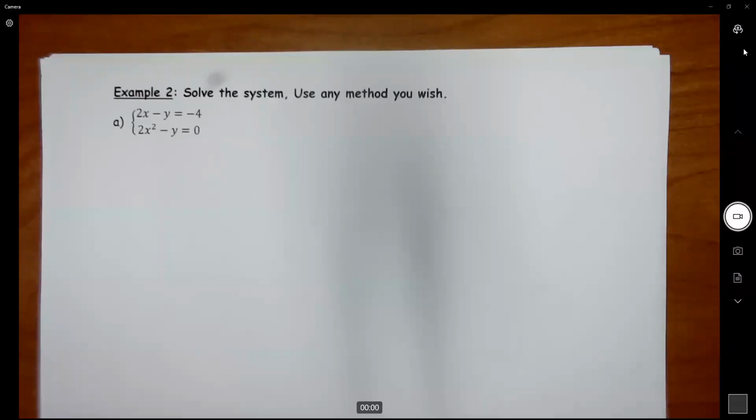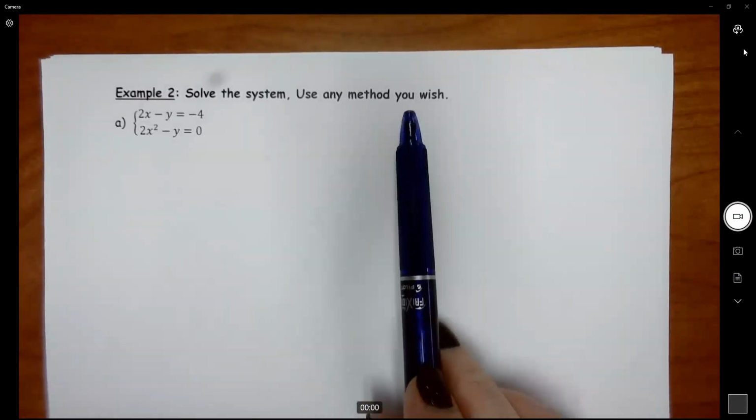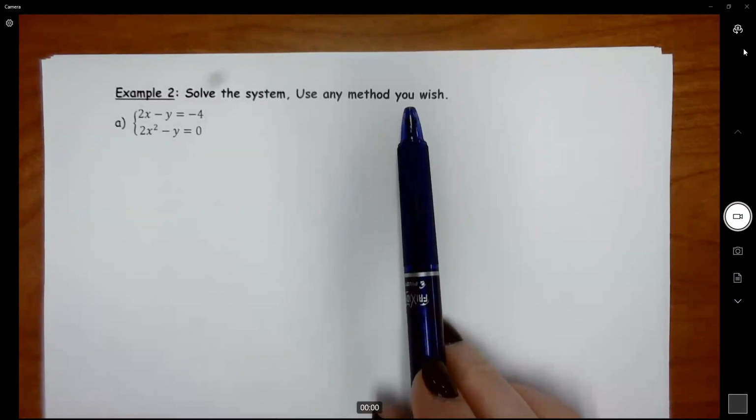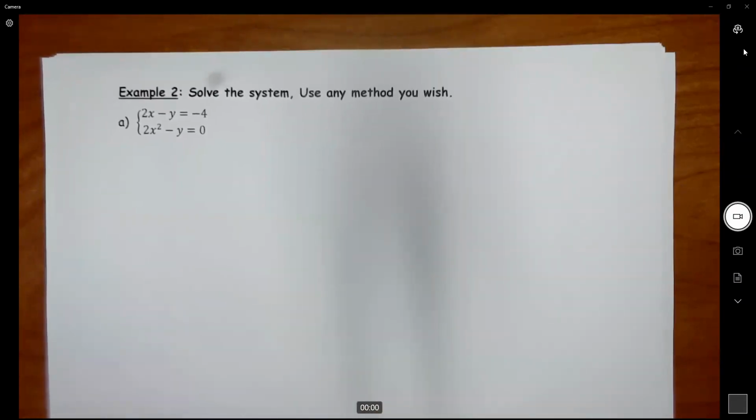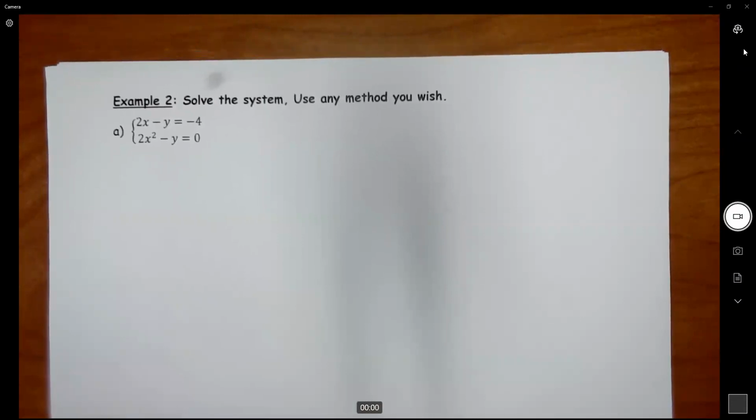All right, in this video, we're going to solve nonlinear systems of equations by substitution or elimination. And it tells me any method we wish. If you prefer graphing, go for it, but no. Okay, let's use substitution or elimination.